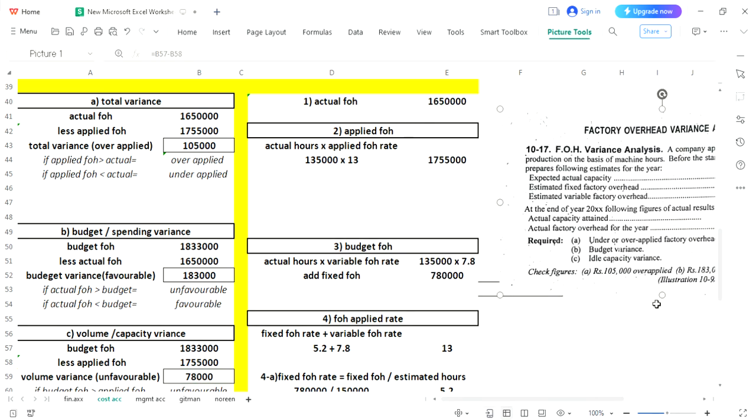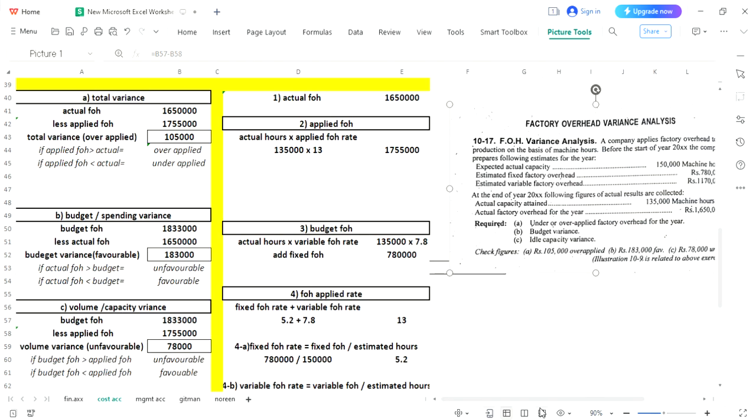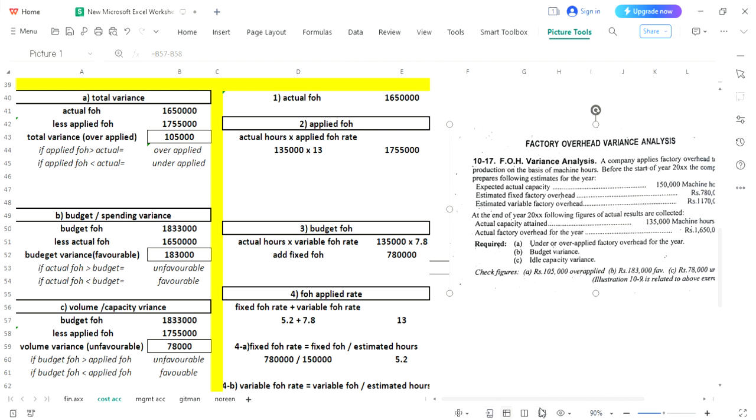I'm just humbly requesting you, please focus upon the solution. This is your whole question which we have solved. You can take a screenshot from here. And finally, it's the end of the solution of 10.17. I'm very hopeful that you have understood everything.